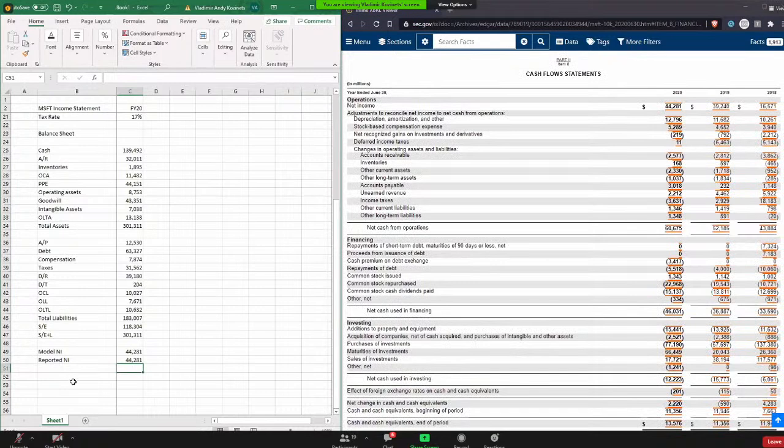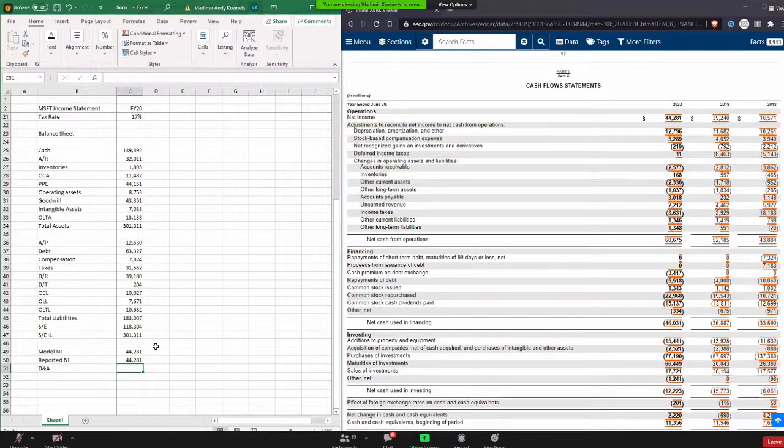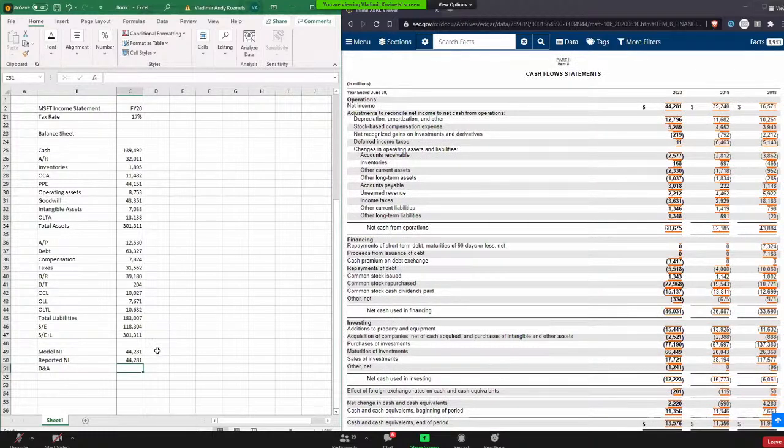Okay. So then we can move on to depreciation and amortization. We can add that back as a non-cash expense. The cash flow statement shows where the cash is used in the company, where the cash from its revenues is used. So here, depreciation and amortization is 12,796. Oh, let me just label everything though. SBC, stock-based compensation.